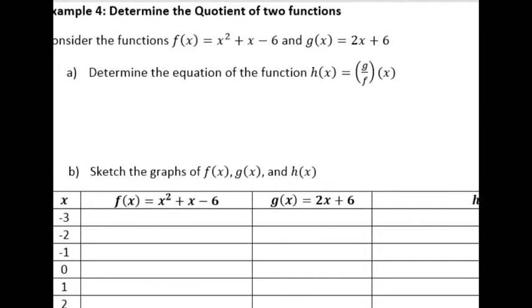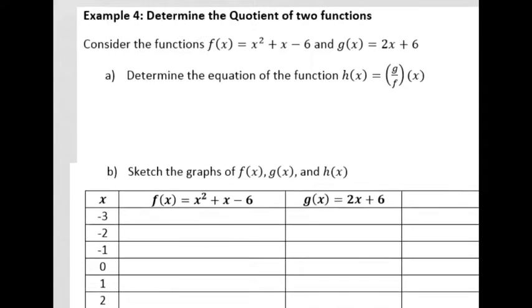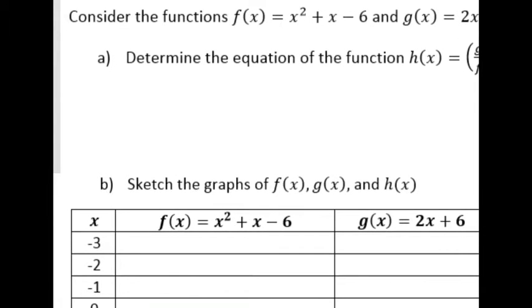Okay, so now the quotient of two functions. We're going to go into a little bit more detail here. So we've got two functions, a parabola and a line, and we're going to find the equation g over f of x. Again, that just means take g divided by f, right? And determine h of x.